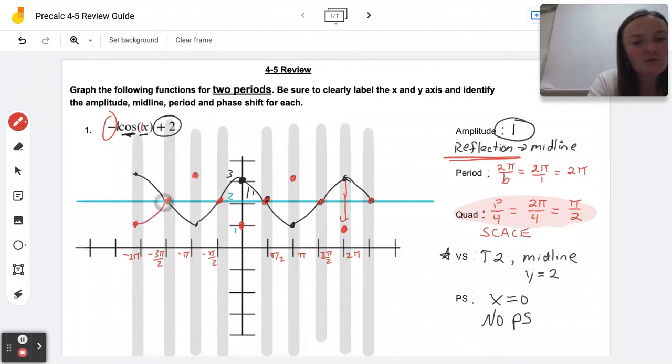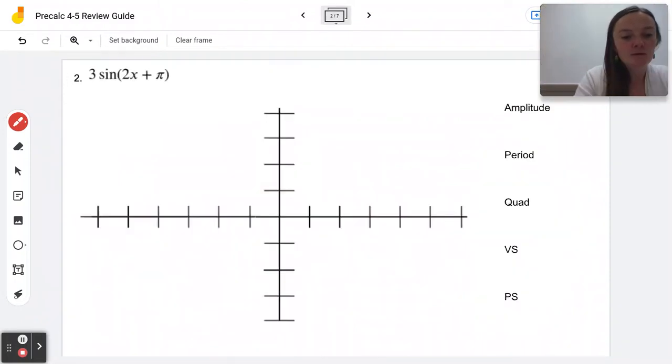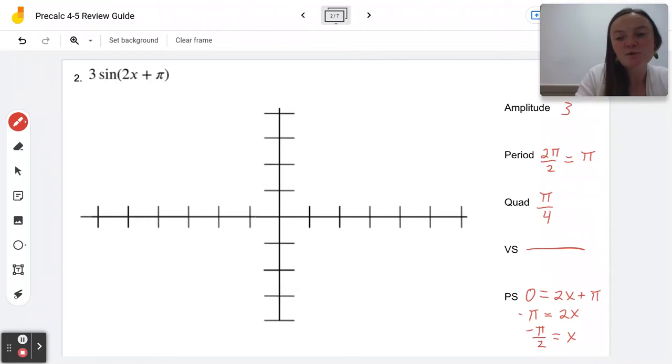And we should get a graph that looks like this. And so this is the solution to our first question. Okay, so let's go ahead and start with our next question. I want you guys to fill out the amplitude, the period, the quadrant, the vertical shift, the period shift before we start. All right, so this is what we should have.